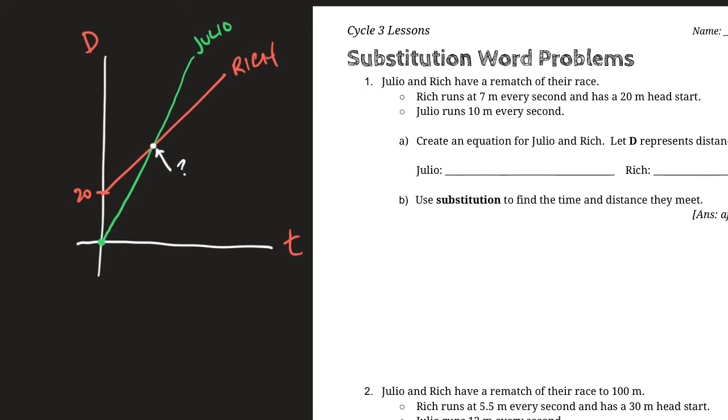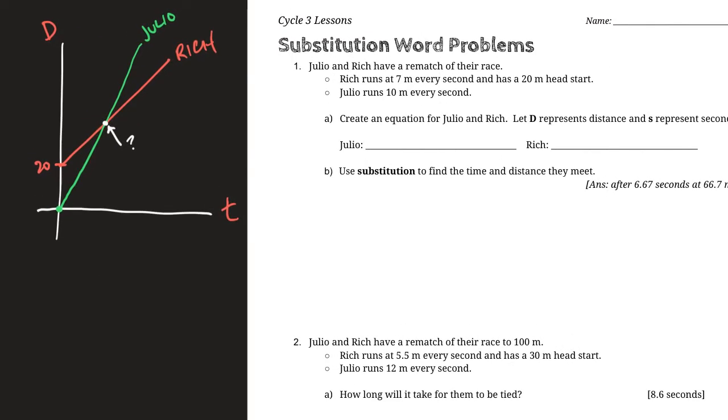So we could do that with a graph or with a table of values, but the grade 10 way to do that is by using a little bit of algebra, so either substitution or elimination. In this case, we're going to use substitution just so we can get a little bit of practice with it. So the first step in order to use substitution, just like elimination, is to create an equation. We need to create an equation for each of them.